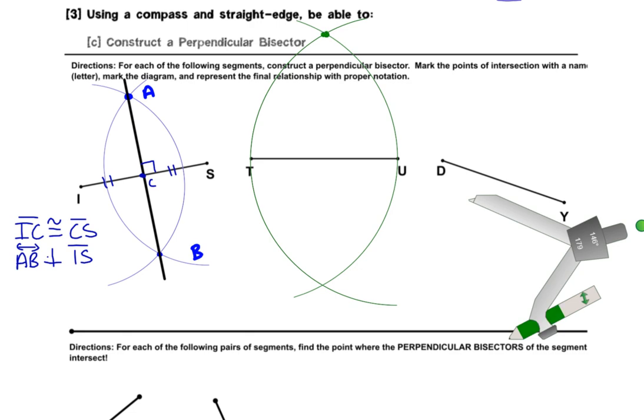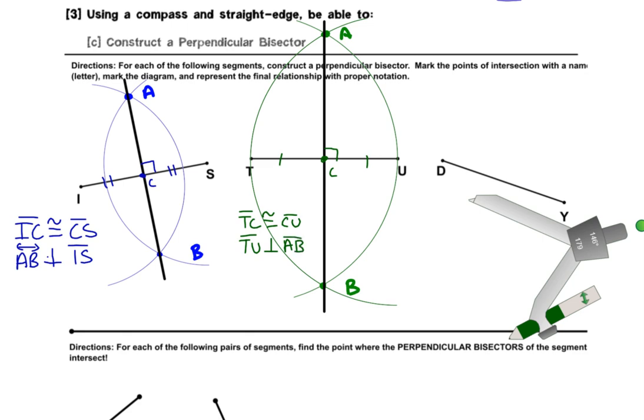Okay, so let's call that A, let's call that B, and when we find our intersection point, we'll call that C again. So we know we have a bisector that's also perpendicular. So we can say definitively that segment TC is congruent to segment CU, but also segment TU is perpendicular to AB, and why not? We'll just call this one a segment too.